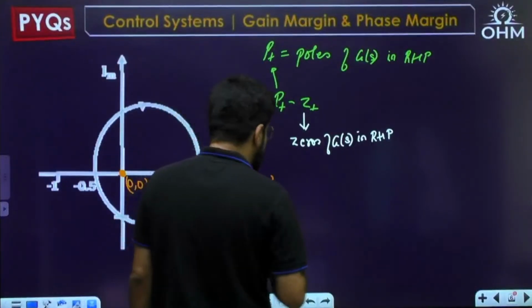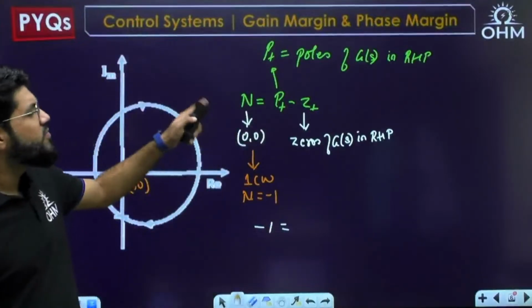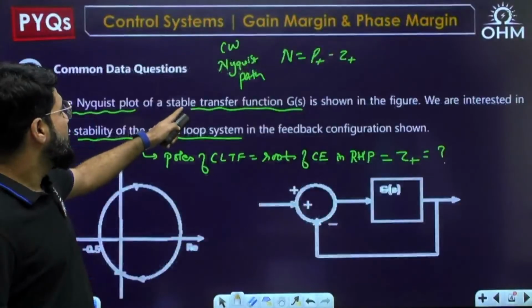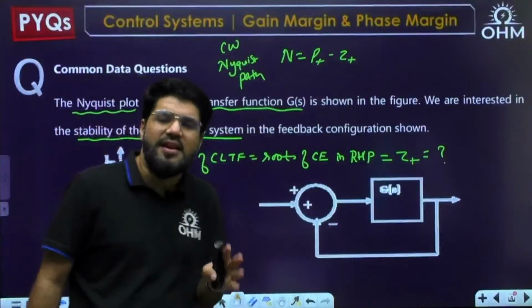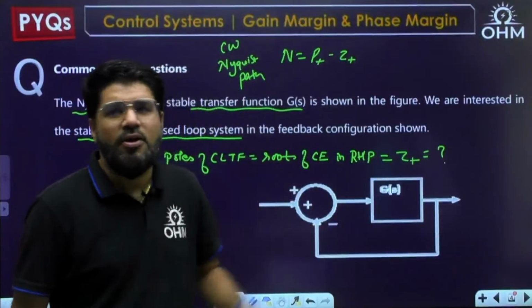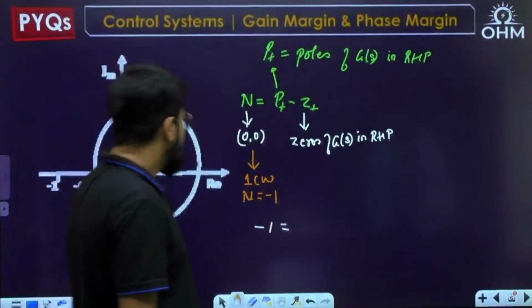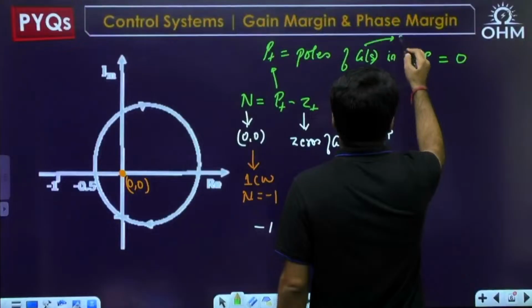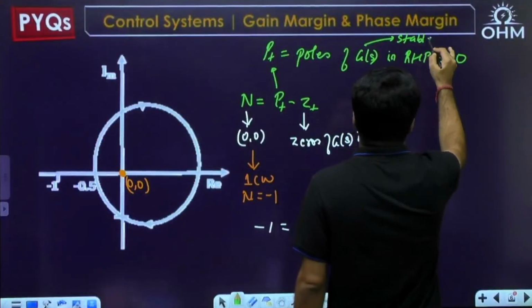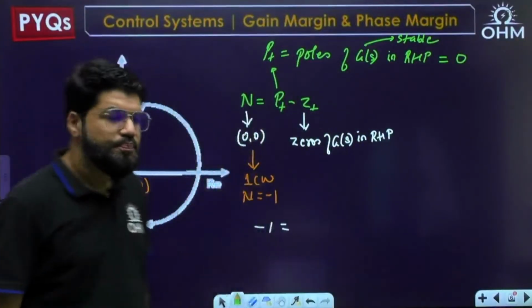Now what is p plus? Poles of GS in RHP. GS is given to you as a stable transfer function, and any stable transfer function cannot have RHP poles. So p plus is 0, because in the question they have clearly mentioned that GS is stable.